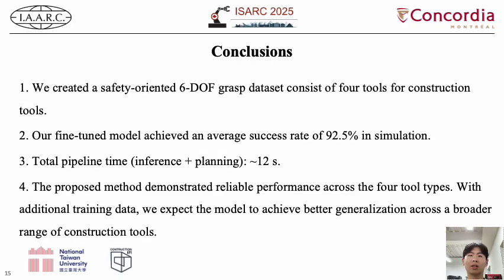To summarize, we created a construction-specific 6DOF grasp dataset with safety-aware annotations. Our fine-tuned model achieved a 92.5% average success rate in simulation. This demonstrates the feasibility of robot-assisted tool handover on construction sites. The proposed method demonstrated reliable performance across the 4 tool types. With additional training data, we expected the model to achieve better generalization across a broader range of construction tools.